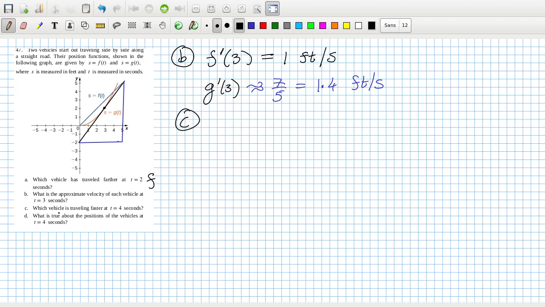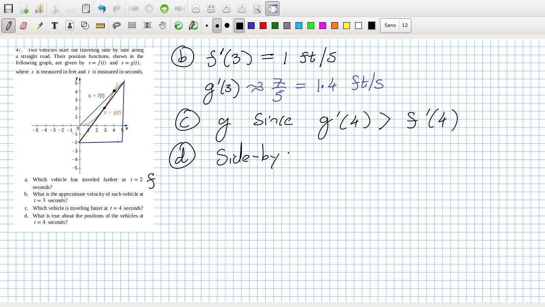Okay, c. Which vehicle is traveling fastest at t equals 4? g, since you can see that the slope of the tangent at 4 is greater for g than it is for f. What is true about the position of the vehicles at t equals 4? They're side by side. They're together because they have the same position. Okay. Right.